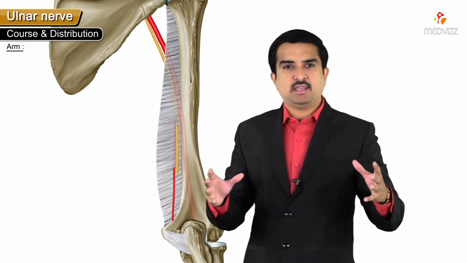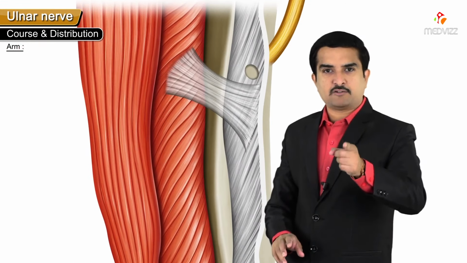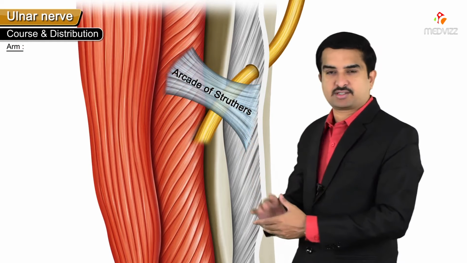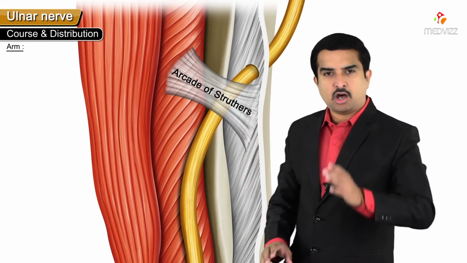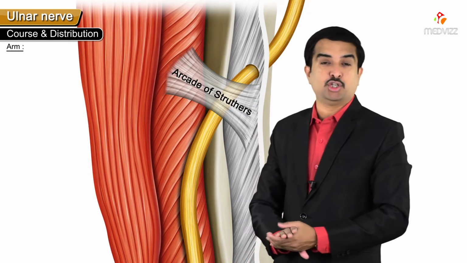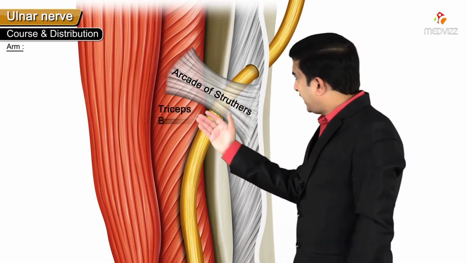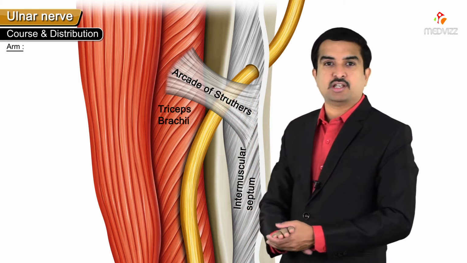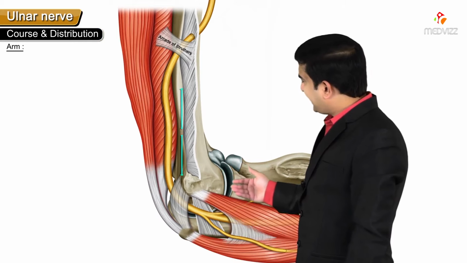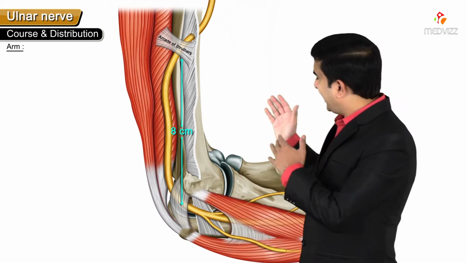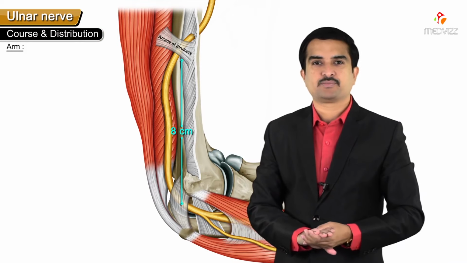In 70 to 80% of individuals, the ulnar nerve passes under the arcade of Struthers. So what is the arcade of Struthers? This arcade of Struthers is a thin aponeurotic band that extends from the medial head of the triceps to the medial intermuscular septum, and it is located approximately 8 centimeters above the elbow. This is the exact location where we can find the arcade of Struthers.